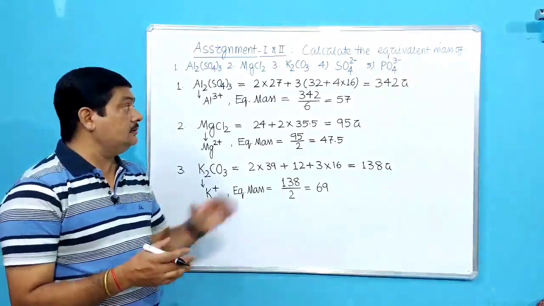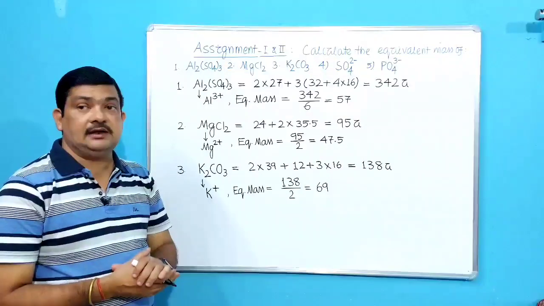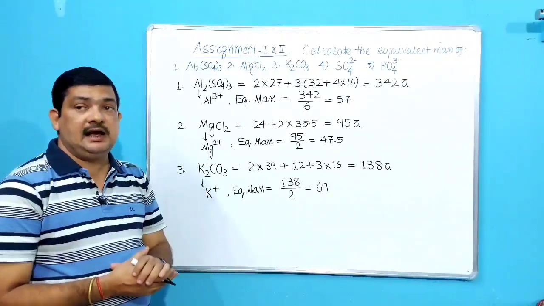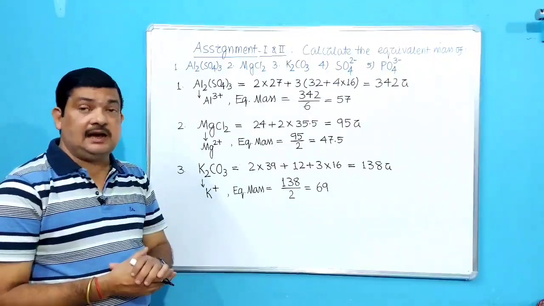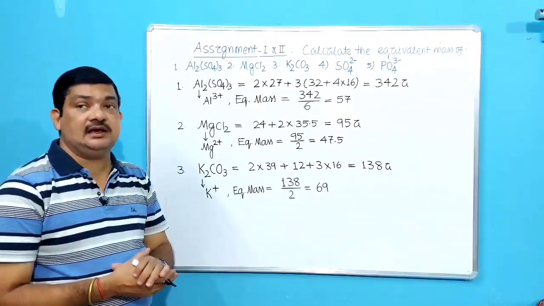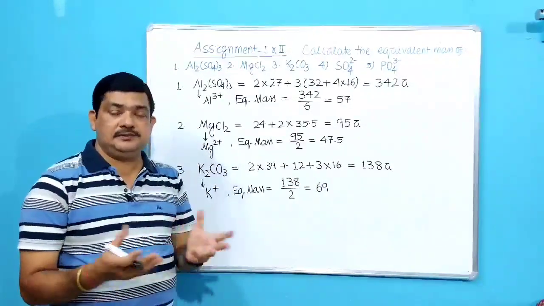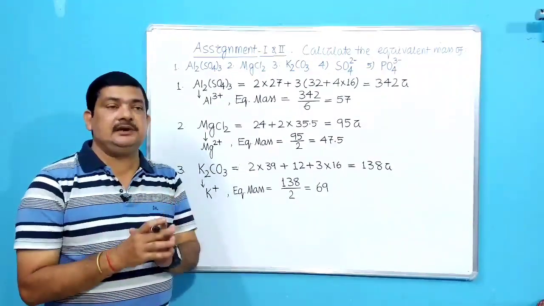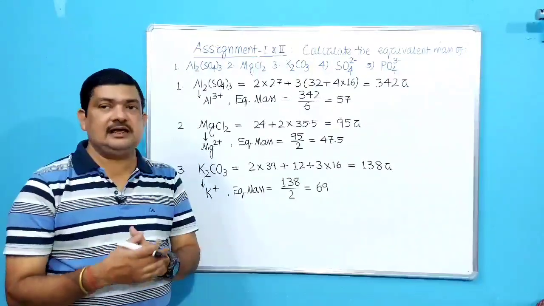Next we will go to question number 4 and 5. That is the equivalent mass of an ion. What is the formula to find out the equivalent mass of an ion? Ionic mass divided by the charge on the ion. It does not differ if there is a positive or negative charge. Simply you have to divide the ionic mass by the magnitude of the charge. So next we will try these two.